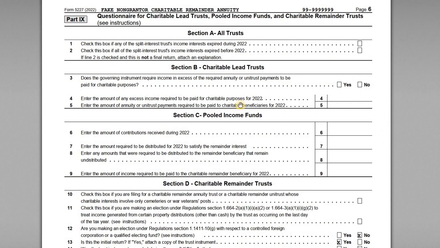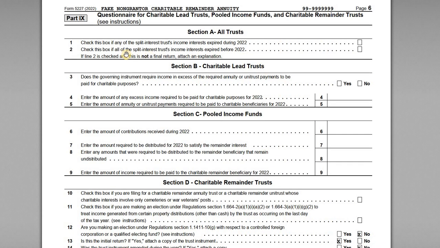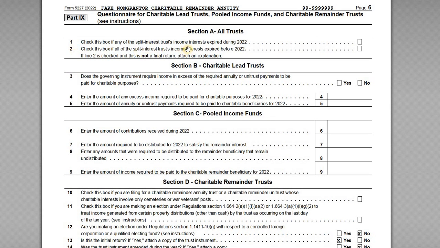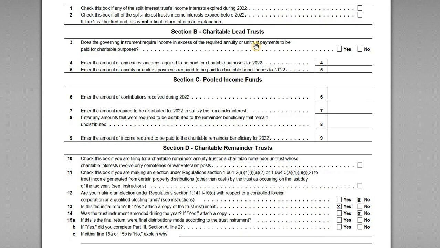All right, Part 9. Questions for charitable lead, pooled, and CRTs. So this is everybody, right? So all trusts, boxes 1 and 2, right? None of the income interests expired during or before 2022, right? We just got started, so no check boxes there. We are not a charitable lead trust, so we can leave that blank.